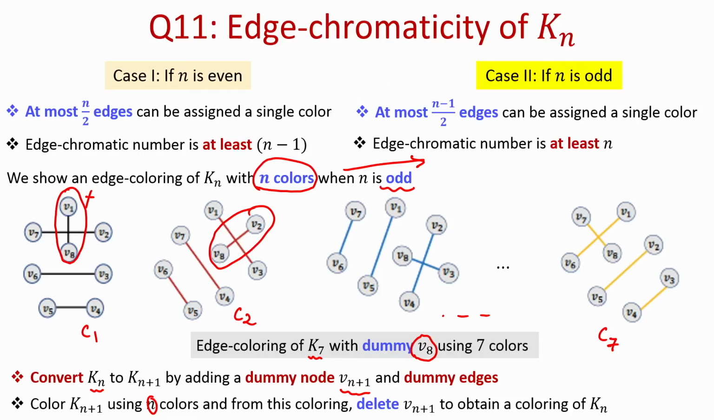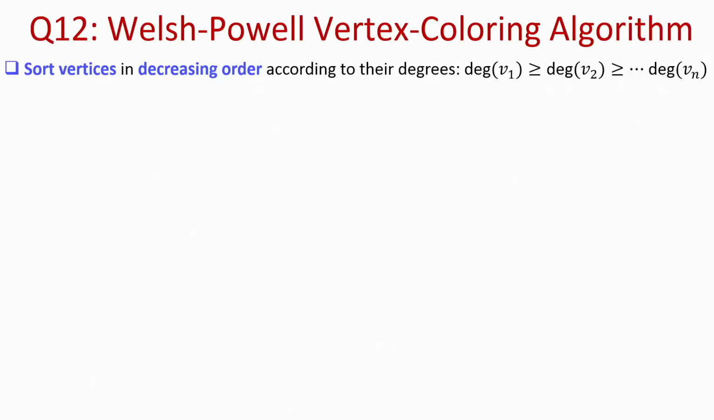Okay. Fine. Now, question 12, we are giving a greedy strategy for vertex coloring, and we want to prove that this strategy need not give you the optimal vertex coloring. So, the coloring strategy is the following.